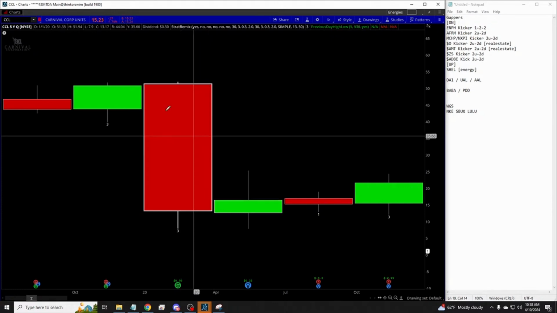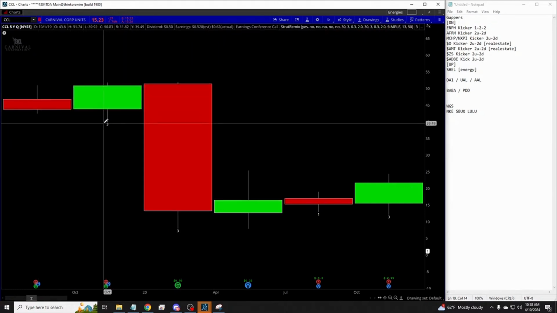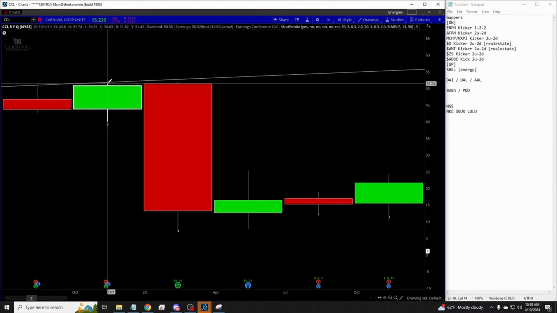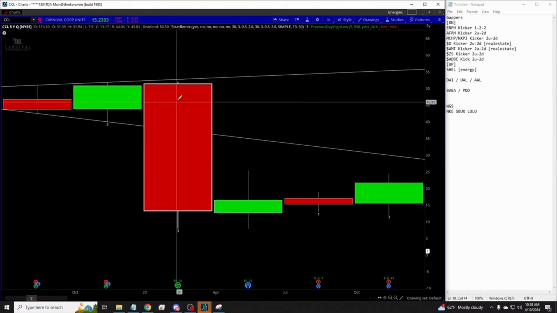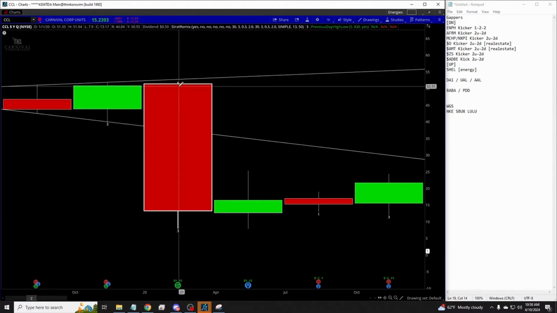So what we look for is, you can see the broadening formation forms here, makes the new lows, makes the new highs. So you can actually just find that right there from the candlestick, like so. So this is now your broadening formation. So when this fails, now we know where it's going. It's going down there, as long as that stays red.